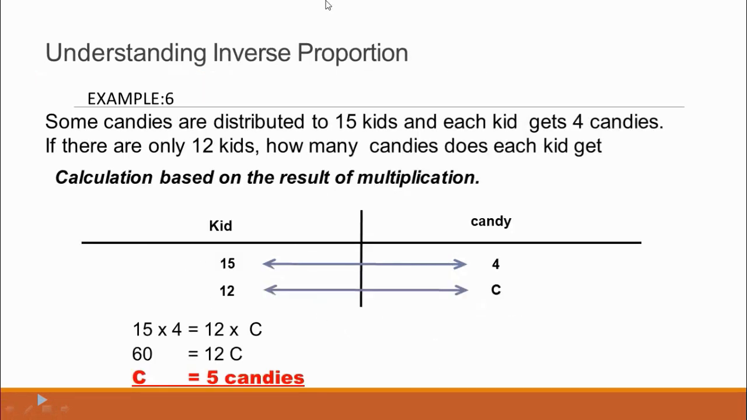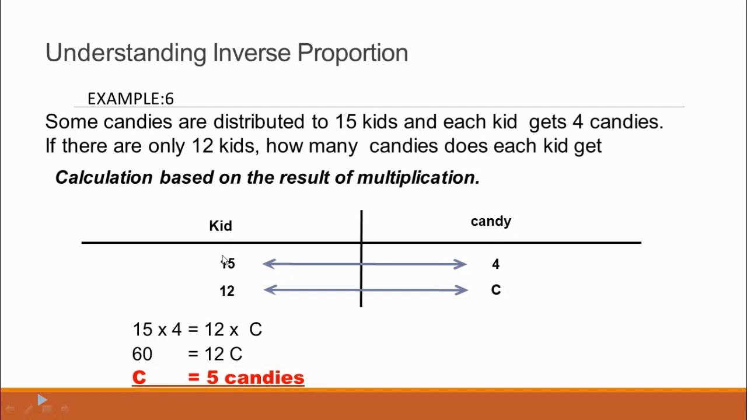Now to understand inverse proportion through this example: some candies are distributed to 15 kids and each kid gets 4 candies. If there are only 12 kids, how many candies does each kid get? We calculate based on the result of multiplication. In the first sentence, we have 15 kids.